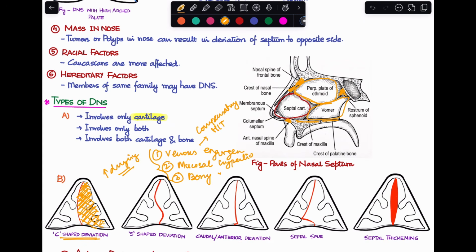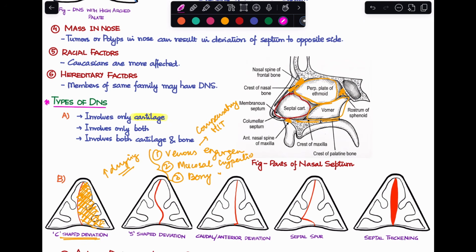So that is why in C-shaped deviation, when the septum is grossly deviated to one side, the wider side ends up with a compensatory hypertrophy turbinate. And as a result of this, even though the deviation is to one side, so technically you would imagine that this patient would come to you with unilateral nasal obstruction. But what happens is, because of the compensatory hypertrophy turbinate, they actually come to you with bilateral nasal obstruction. So that's about our C-shaped deviation.